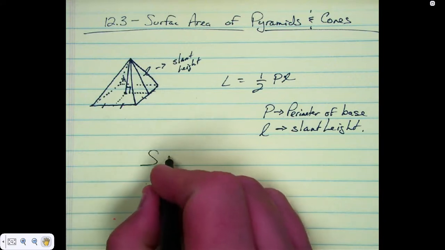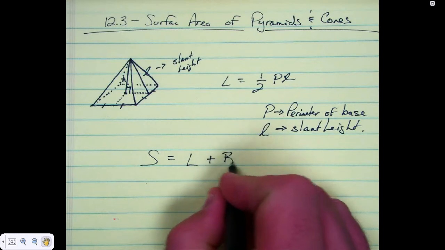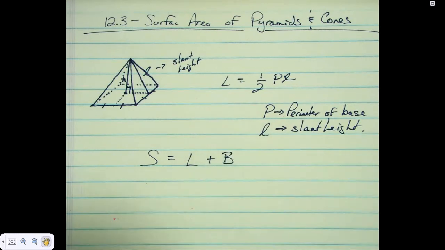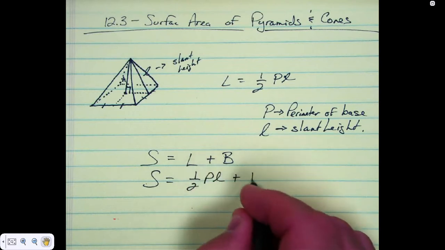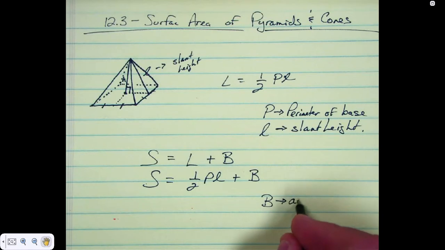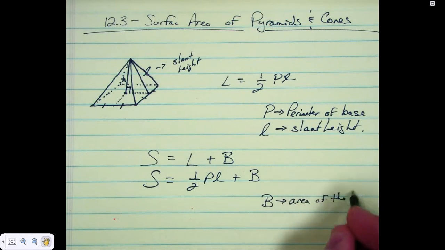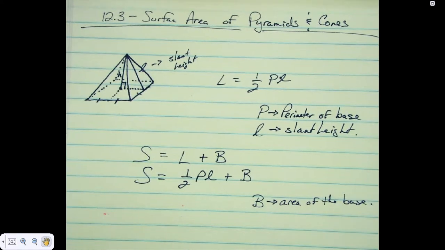The total surface area is equal to the lateral area plus the area of the base. So you could say the total surface area is 1/2 what? PL plus B. Capital B is the area of the base. Now, why do we not multiply it by 2 here? Remember yesterday when we did prisms, it was L plus 2B. Why is this one L plus B? There's only one base. Okay?